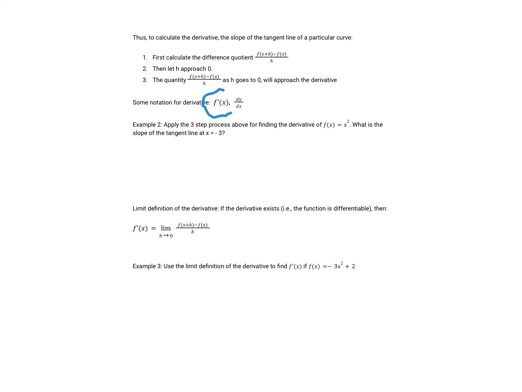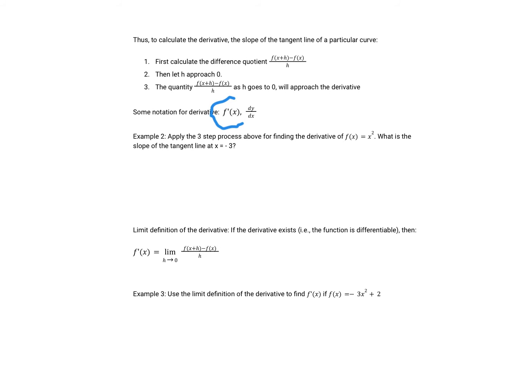Okay, so it says apply the three-step process for finding the derivative of f of x equals x squared, and then what is the slope of the tangent line at x equals -3. Okay, so first we're going to do the difference quotient, and then we'll see what happens as h goes towards 0. Remember, we did this by inspection using the table when x was 1 in the previous example, but now we're actually going to use the difference quotient, and we have a different point here.